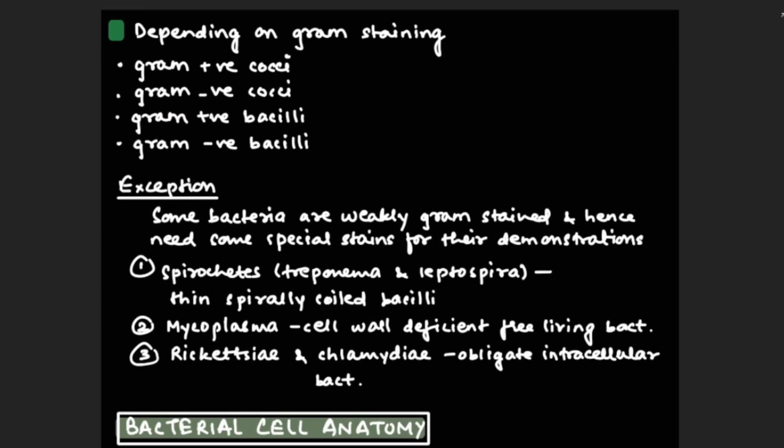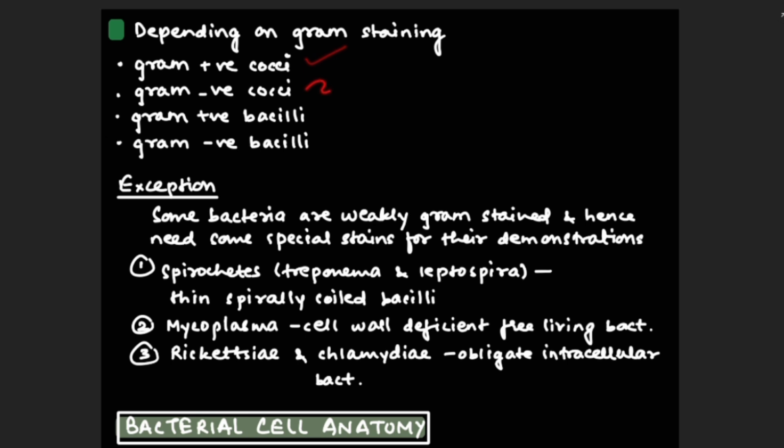Then depending on gram staining, bacteria are divided into gram positive cocci, gram negative cocci, gram positive bacilli and gram negative bacilli. Now there are some exceptions in gram staining. Some bacteria are usually weakly gram stained and hence require special stains for their demonstration. For example, spirochetes, such as Treponema and Leptospira. These are very thin spirally coiled bacilli, so they require special stains. The next is Mycoplasma. Here the cell wall is deficient, so it also requires special stain. Then Rickettsia and Chlamydia also require special stain. So basically there are three examples which are weakly gram stained.